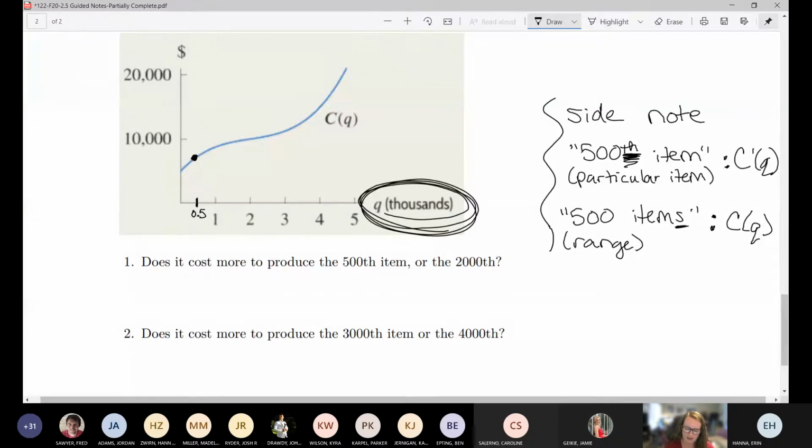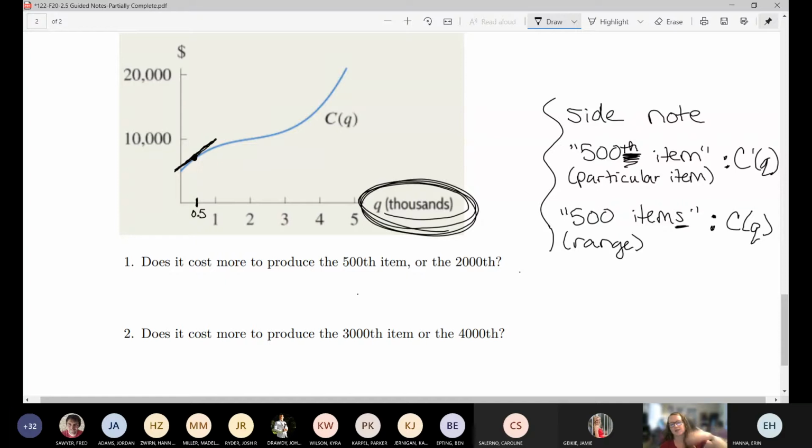Now, if this were in single items instead of thousands, and I wanted to talk about creating the second one, I would have to look at the slope at 1. I mean it when I say that if you want to talk about making the 500th, you have to look at the slope at the 499th. But in this case, on this graph, it's essentially right up at 0.5 because of how the graph is drawn and the scale on the Q-axis. So that's my slope at the 500th, the 499th item.